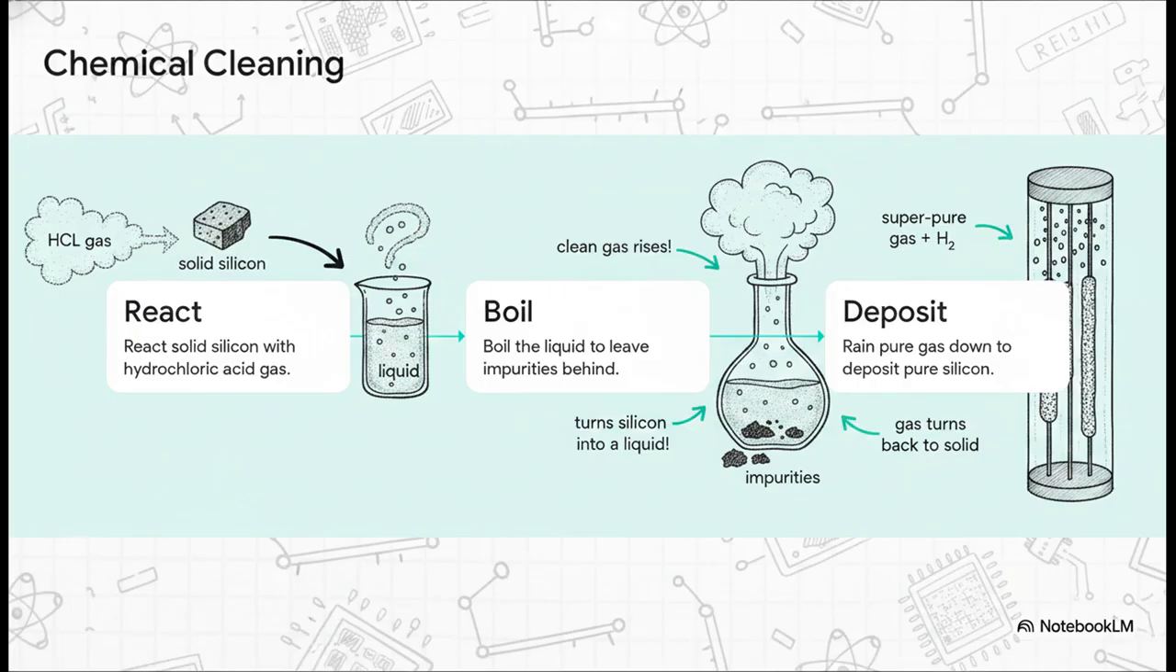To get it that clean, we have to do some pretty extreme chemistry. First, we take our 99% pure solid silicon and react it with a hydrochloric acid gas. This actually turns the solid rock into a liquid. Then we boil it. Just like boiling dirty salt water leaves the dirt behind while clean steam rises up, the heavy metal impurities are left sitting at the bottom of our tank. Finally, we take that super pure gas, mix it with hydrogen, and let it rain down onto heated rods inside a reactor. The gas magically turns back into a solid, building these massive, ultra-pure rods of silicon. This whole thing is known as the Siemens process.